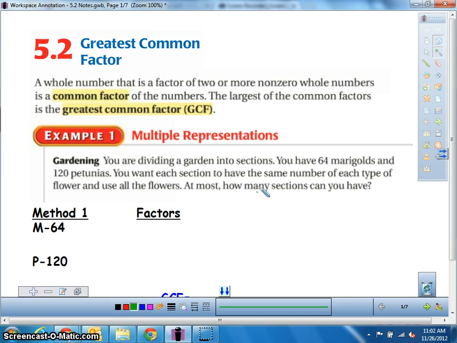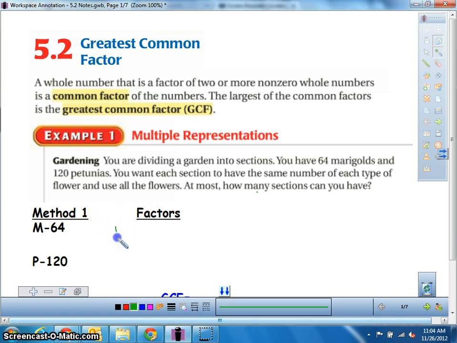So let's look at our problem here. We're dividing a garden into sections. We have 64 marigolds and 120 petunias. You want each section to have the same number of each type of flower and use all the flowers. At most, how many sections can you have? So that's where we need to find the greatest common factor of 64 and 120. All right, so first let's go ahead and list all of the factors of 64.